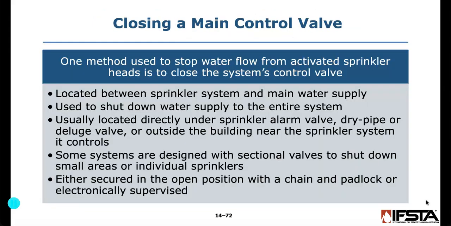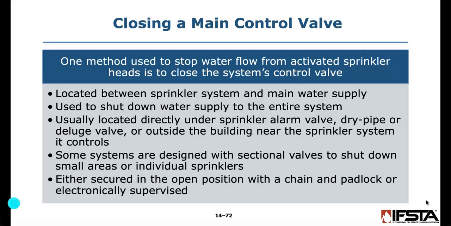Closing a main control valve. One method used to stop water flow from an activated sprinkler is to close the system's control valve. These are located between the sprinkler system and the main supply. So sometimes you can shut it down to a floor. You can isolate it to a floor. Sometimes you can isolate it to a room. Sometimes you have to shut down the entire system. We don't really like to shut down the entire system if we can isolate it to the floor.